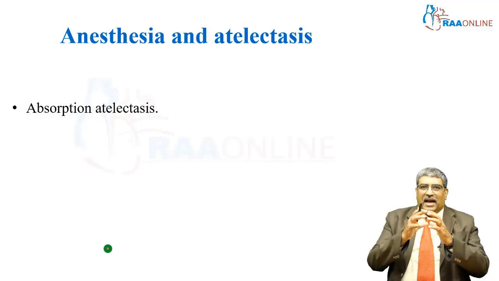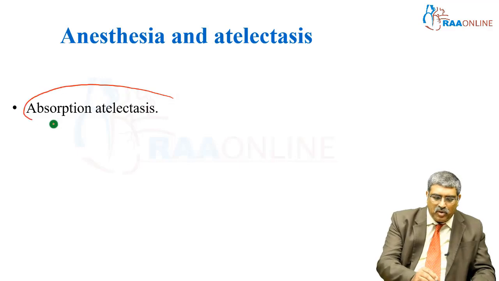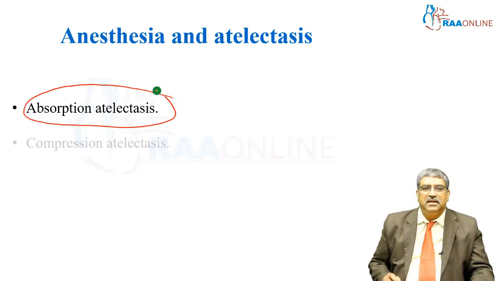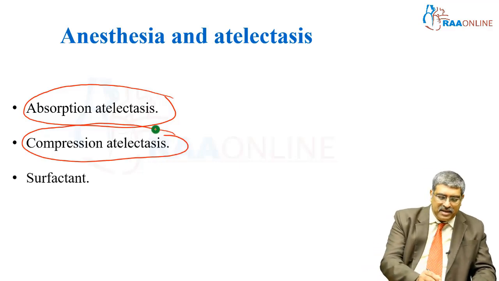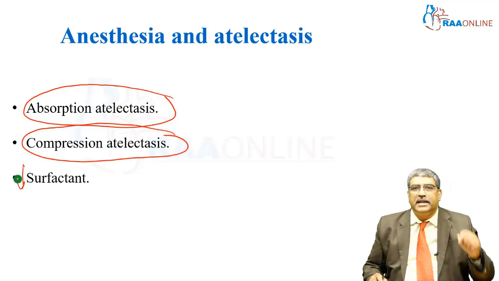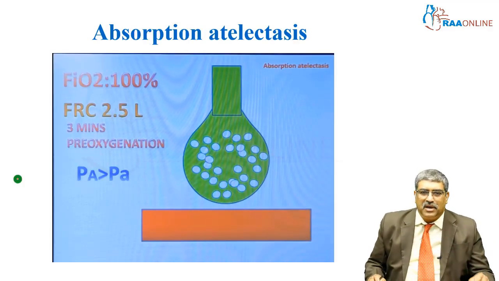How does this atelectasis happen with anesthesia? There are three major mechanisms. One is absorption atelectasis, next is compression atelectasis, and third is decreased surfactant leading to increased surface tension and leading to atelectasis. What is absorption atelectasis?